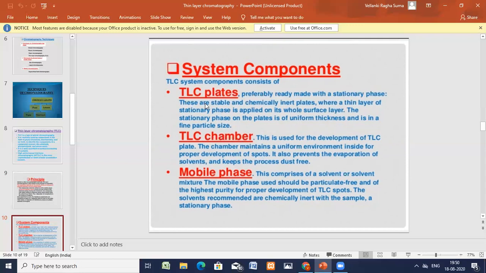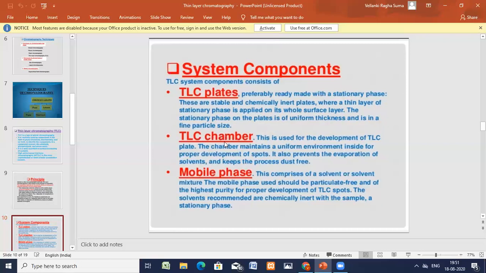Now we'll see the components. TLC plates, thin layer chromatography plates, are preferably made with the stationary phase. These are stable, chemically inert plates where a thin layer of the stationary phase is applied on its whole surface area. The stationary phase on the plate is of uniform thickness and fine particle size. So it should be uniform with fine particle size and applied in a thin layer manner.